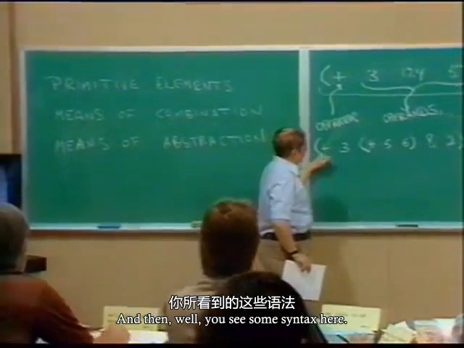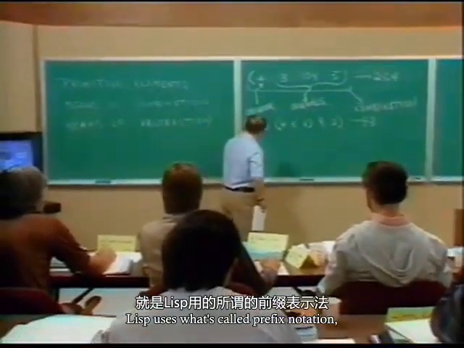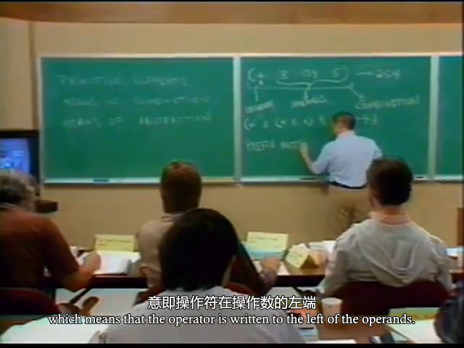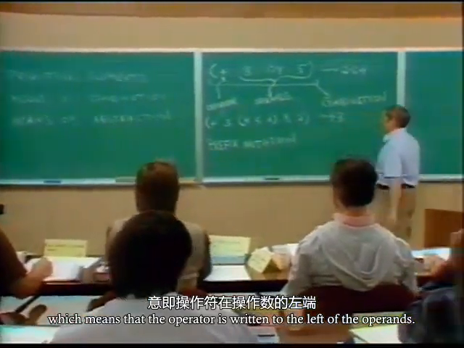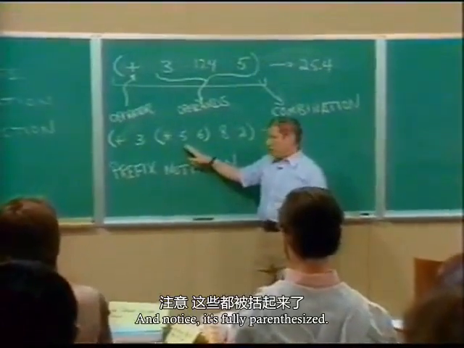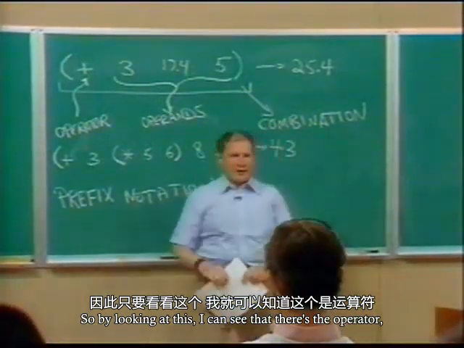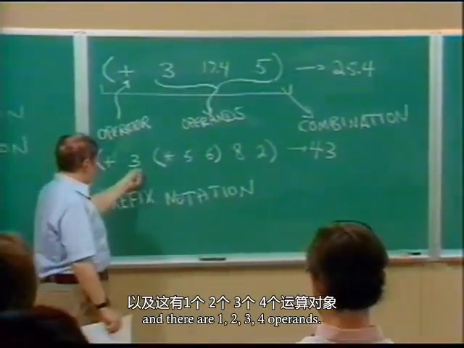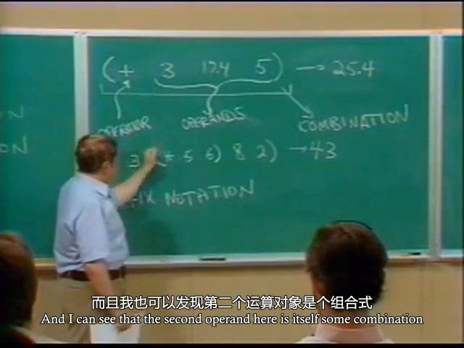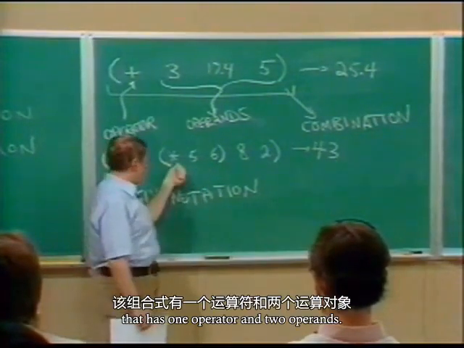And then you see some syntax here. Lisp uses what's called prefix notation, which means that the operator is written to the left of the operands. It's just a convention. And notice it's fully parenthesized. The parentheses make it completely unambiguous. So by looking at this, I can see that there's the operator, and there are 1, 2, 3, 4 operands.